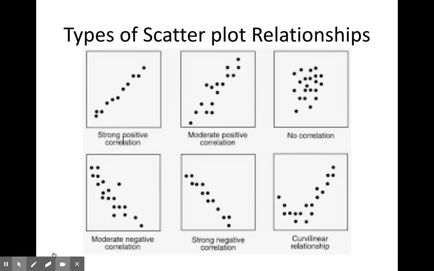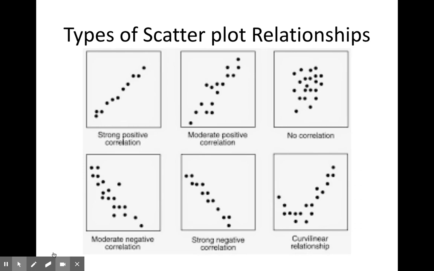So we're going to continue on with scatter plots and that relationship. Scatter plots will show either a positive relationship or a negative relationship. Positive relationships show variables which are both increasing. So our x-axis and y-axis both increase, resulting in a positive relationship.